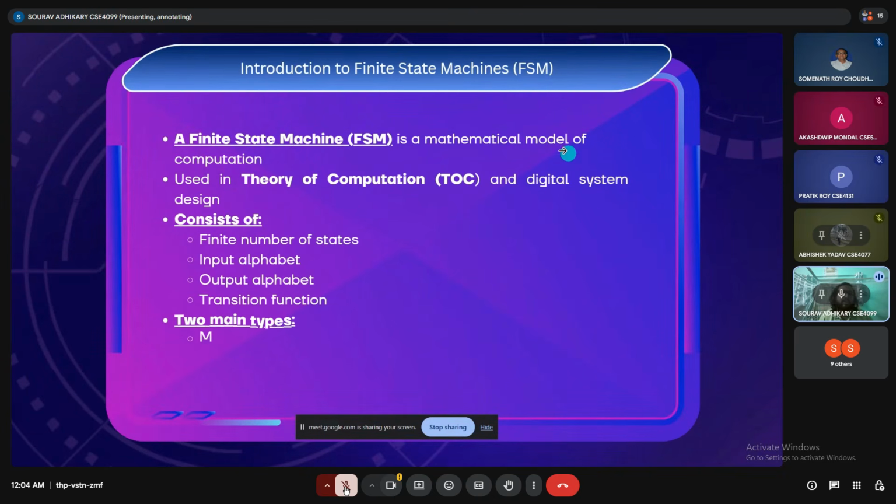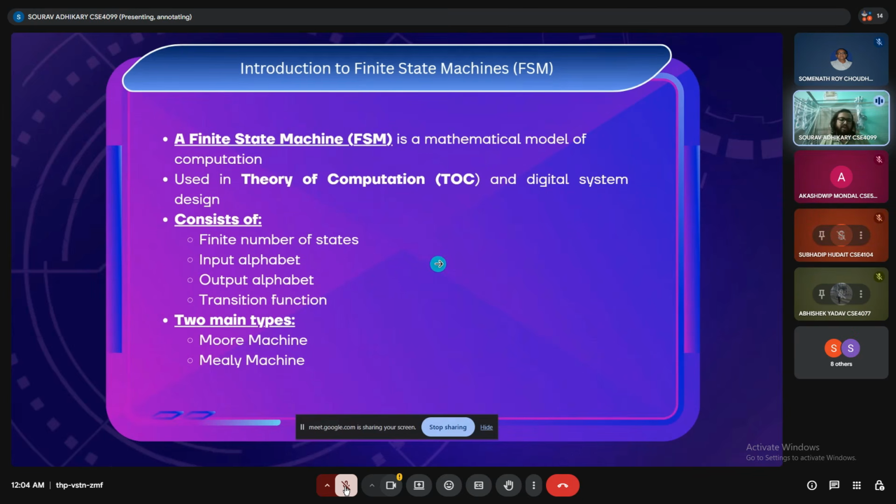So before starting, we have to know about the finite state machine. What is the finite state machine? A finite state machine is a mathematical model of computation used in TOC and digital system design. It consists of a finite number of states, input alphabet, output alphabet, and transition function. It has two main types known as Moore machine and Mealy machine.